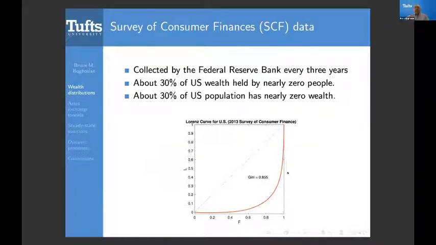This is an actual Lorenz curve for the United States. This is household wealth distribution collected by the Survey of Consumer Finances of the Federal Reserve Bank. This was 2013 data. Two things I'd like to point out about it. If we look at the upper tail here, about 30% of US wealth is held by very nearly 0 people. Obviously, it can't be 0, but it does look like this curve is hitting the right-hand side below 1. Obviously, that's being a bit fast and loose. There is some air in there, but not much.